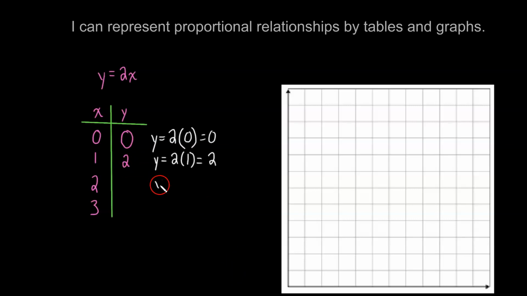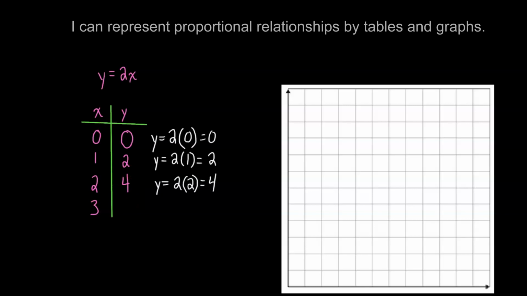And I would come down here, we would say y is equal to, and again, we're going to use this equation, y equals 2x. And I'm going to substitute 2 in for x because the x value right here is 2. So 2 times 2, which is equal to 4. So 4 would be right here.